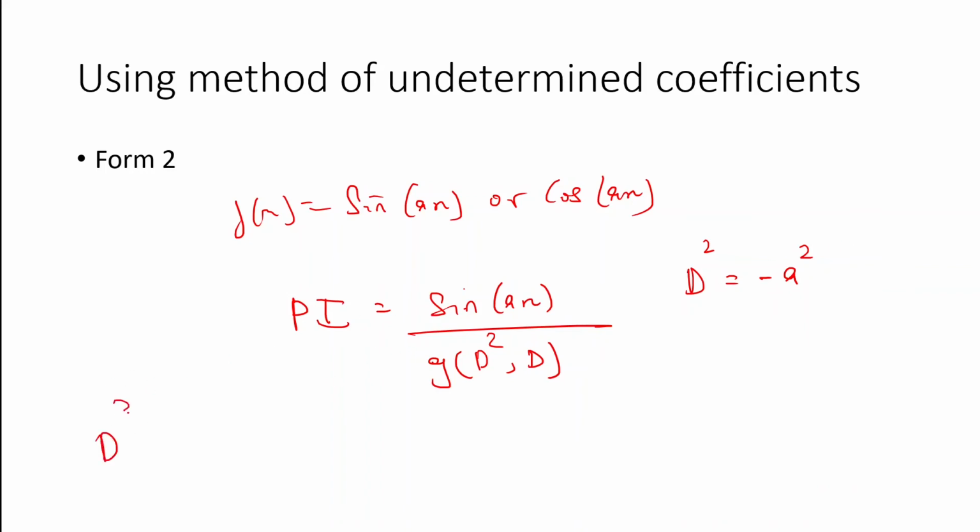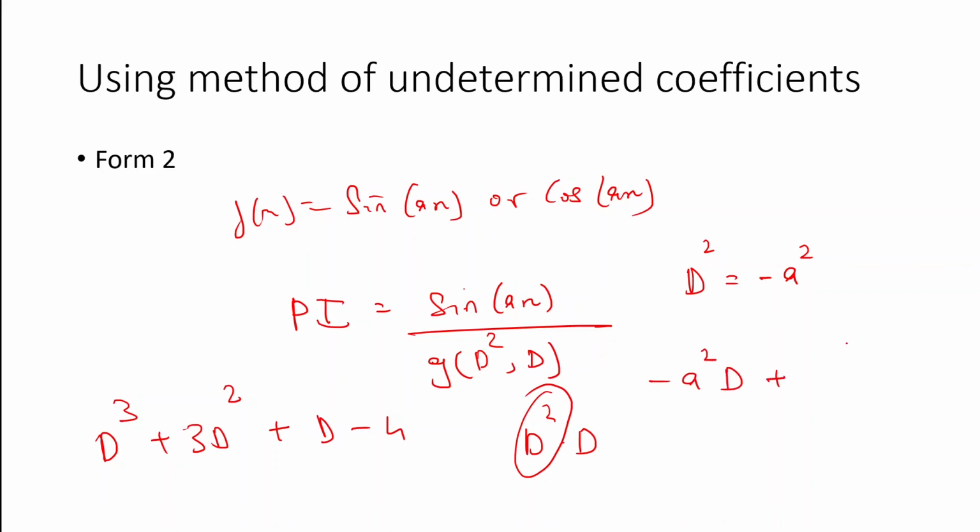Let's say our auxiliary function is D cube plus 3D square plus D minus 4. This is our auxiliary equation. D cube can be written as D square into D. So this D square we make minus a square. So minus a square times D plus 3 times minus a square plus D minus 4. What does this become? Minus a square plus 1 into D minus 3a square minus 4. Let's put a simple one. This is a bit complicated.